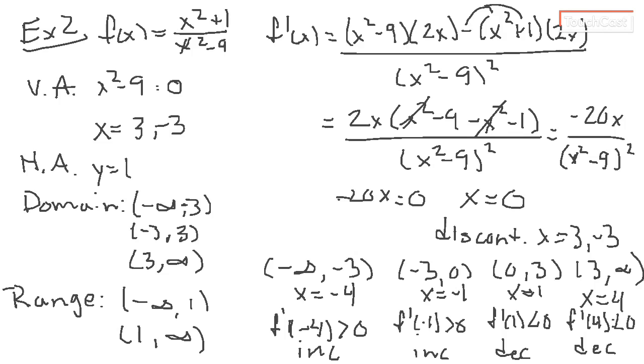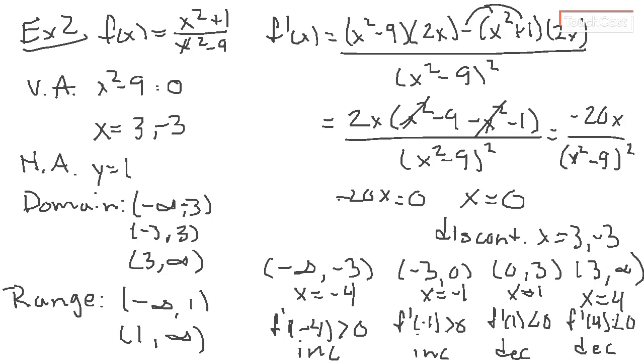We do know, though, between the intervals negative 3, 0 and 0, 3, we go from increasing to decreasing. So there is something happening there. In fact, because it's going increasing to decreasing, we know it's going to be a maximum happening at that point. So now let's find the second derivative so we can test for concavity.